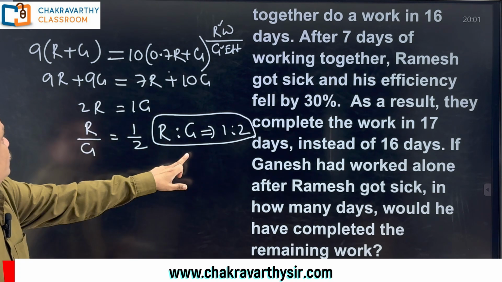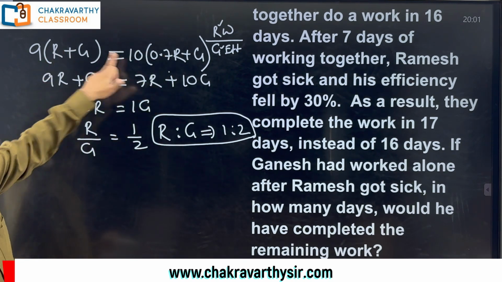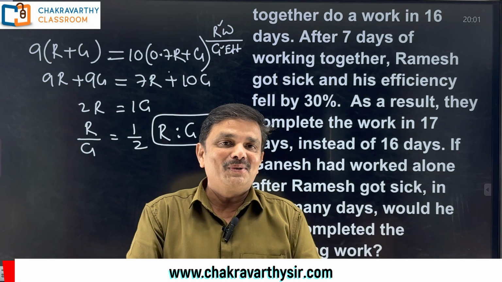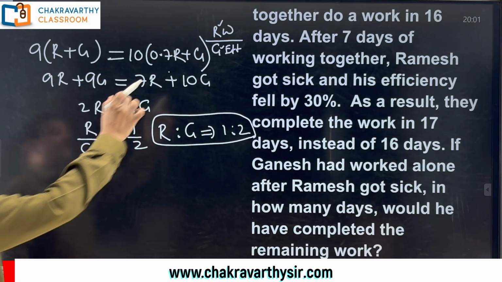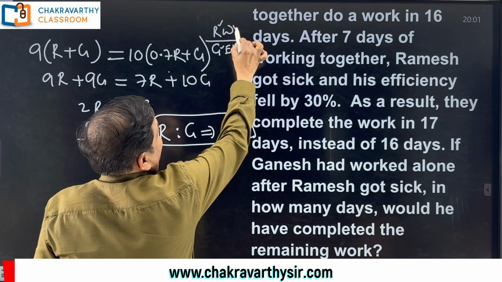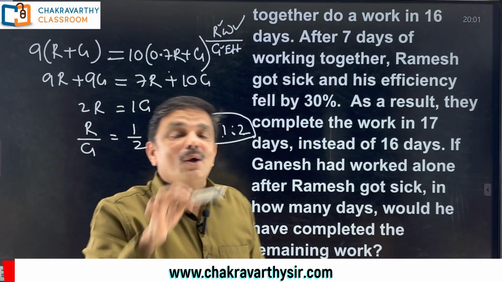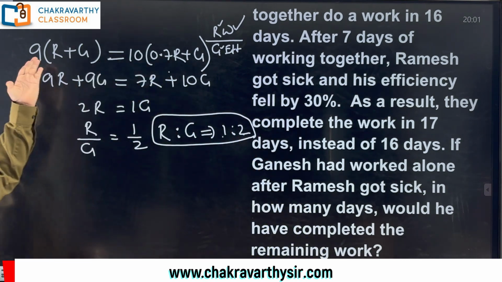I found out this one because of this equation. Both the cases work done was same. That's the reason why I made that equation. Now I got the individual efficiency. Now you go for this term. What is the remaining work? Because I know both capacity, both efficiency. Now here, what is the remaining work? Remaining work you can take here or here.